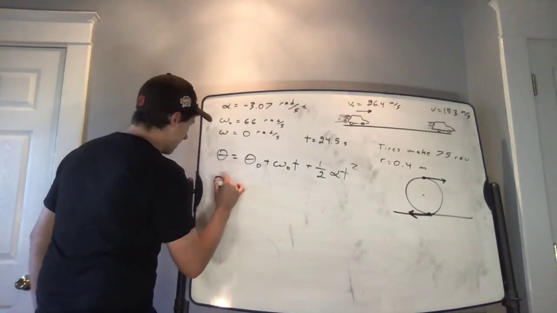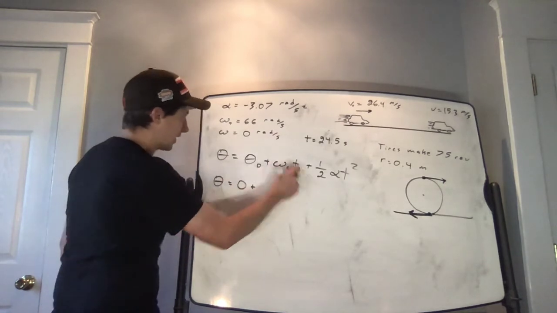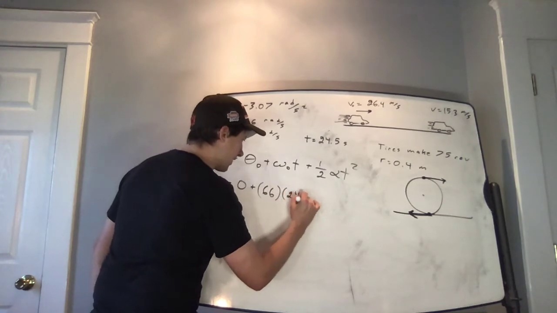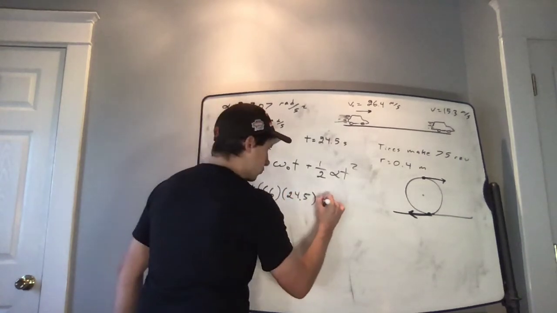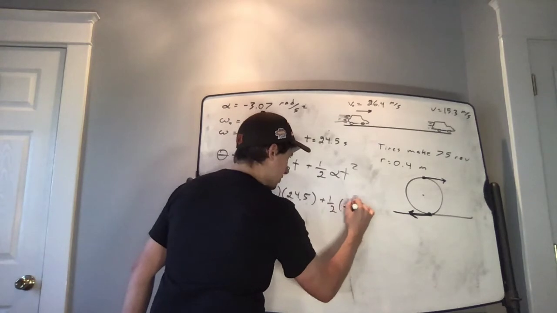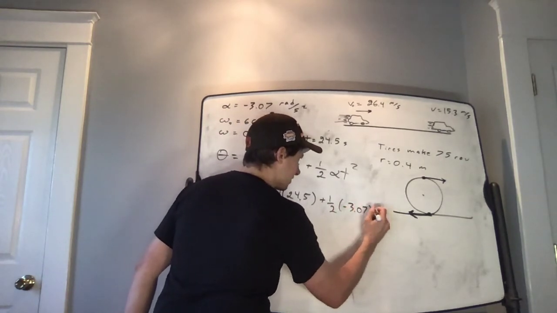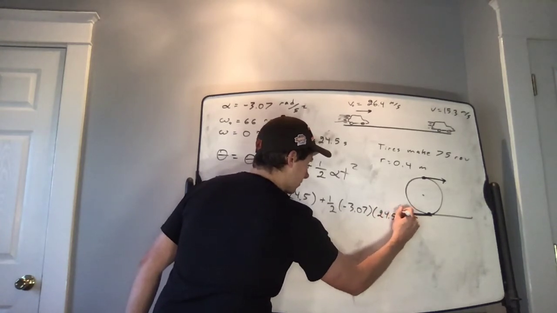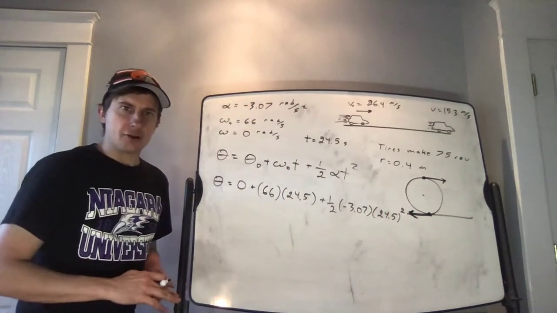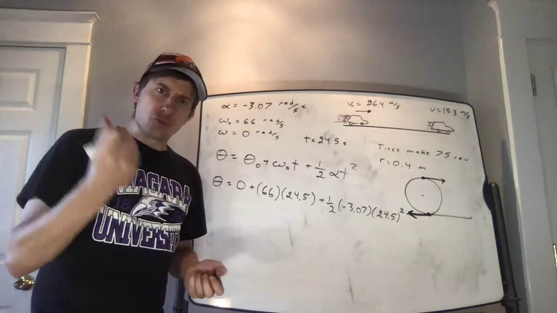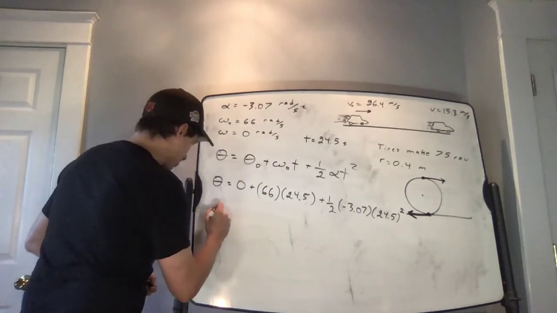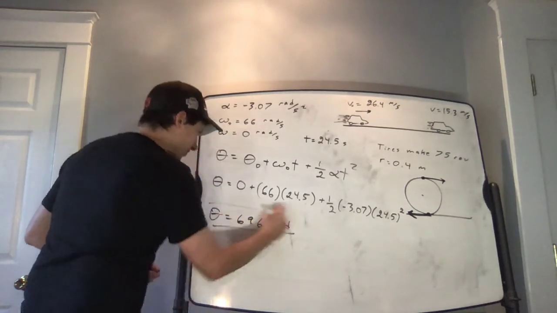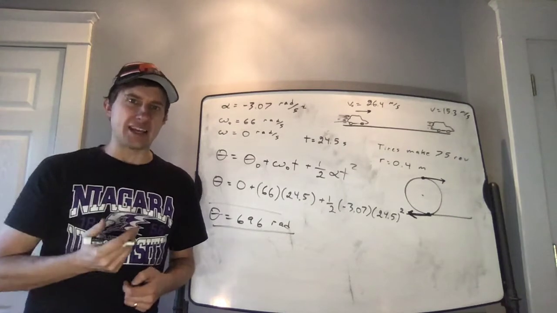So I could say theta final is going to be 0 plus omega initial t. That would be 66 times 24.5 and times 1/2, negative 3.07 times the time, 24.5 squared. And we could put these numbers in a calculator. We find that the angle through which the tires rotate during the deceleration is 696 radians. Let's think about what this result implies.